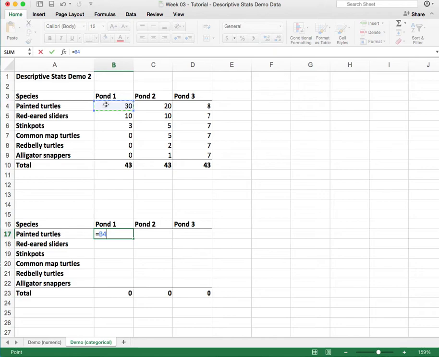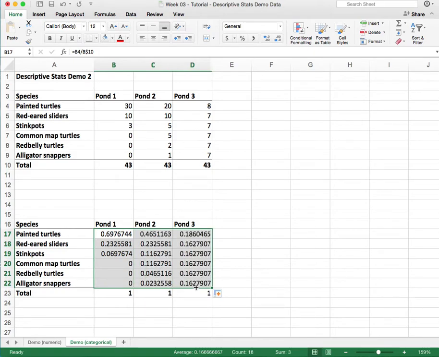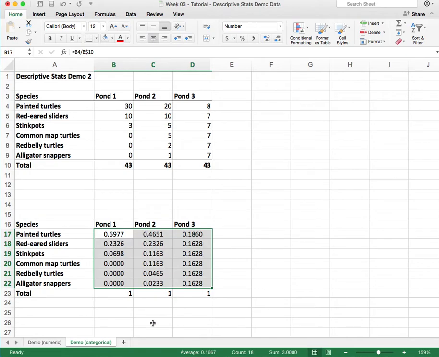B4 would be the value that we want in our numerator, and we want to divide that by the total, which is found here in B10, but we always want to divide by B10. So we stick that dollar sign in there, and this is always going to divide by B10. Okay, we can now copy this down, and we can also copy those across. And we have quite a few significant digits here, so we can reduce this a little bit.